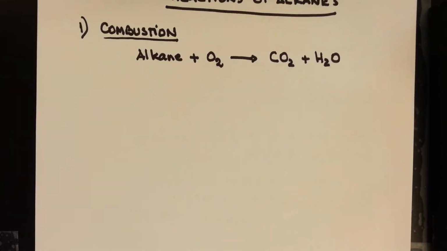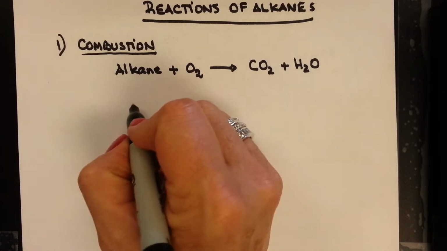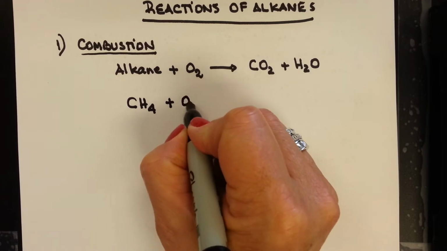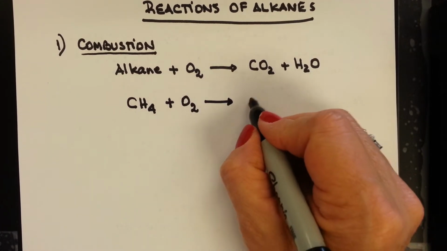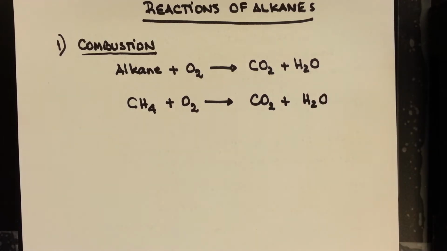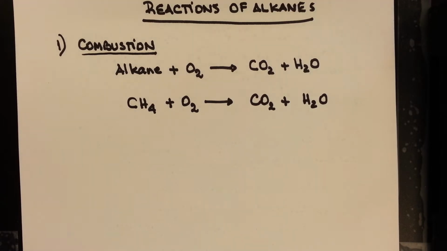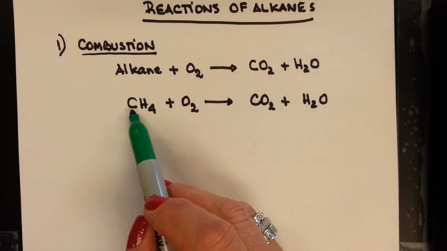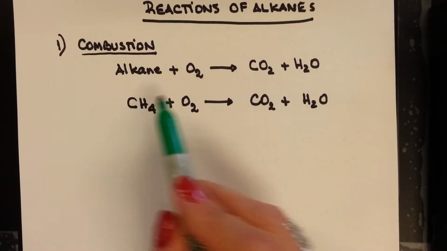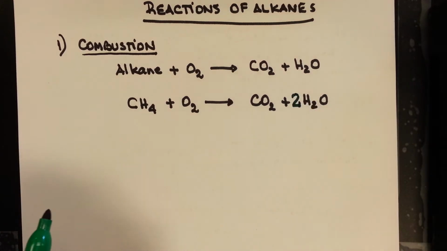For example, when we burn the gas in the Bunsen burner, the reaction is going to be methane plus oxygen to give us carbon dioxide plus water. Now, we need to balance that equation. So the first thing that you are going to balance always is the carbon. So we have one carbon here, they are balanced. We have 4 hydrogens here and only 2 here. So if I put 2 waters, that is going to be balanced as well.